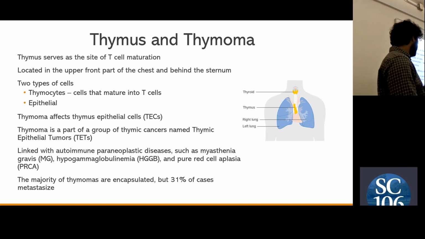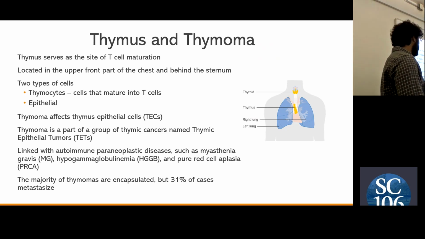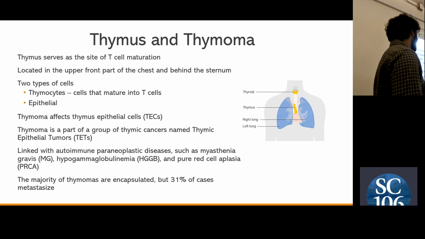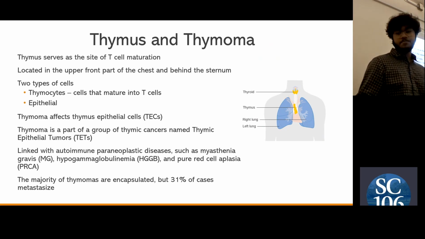It is a part of a group of thymic cancers named thymic epithelial tumors, and it is often linked with autoimmune paraneoplastic diseases such as MG, HGG, and PRCA. The majority of thymomas are encapsulated, but 31% of cases metastasize.